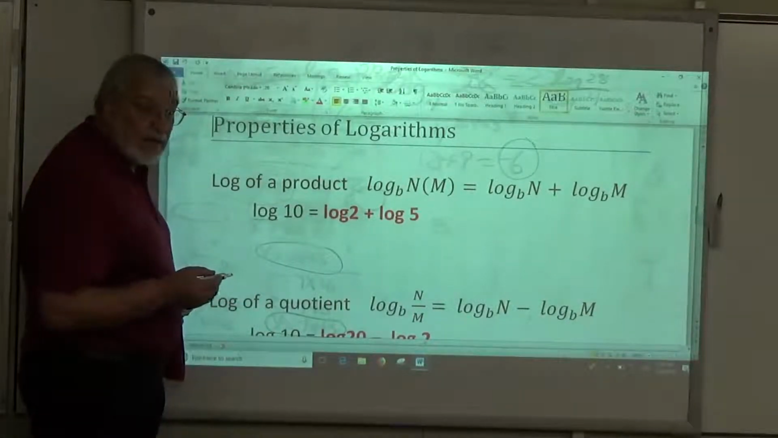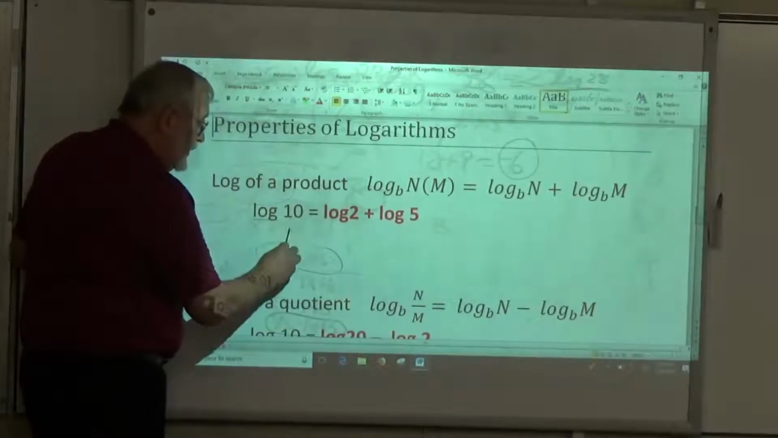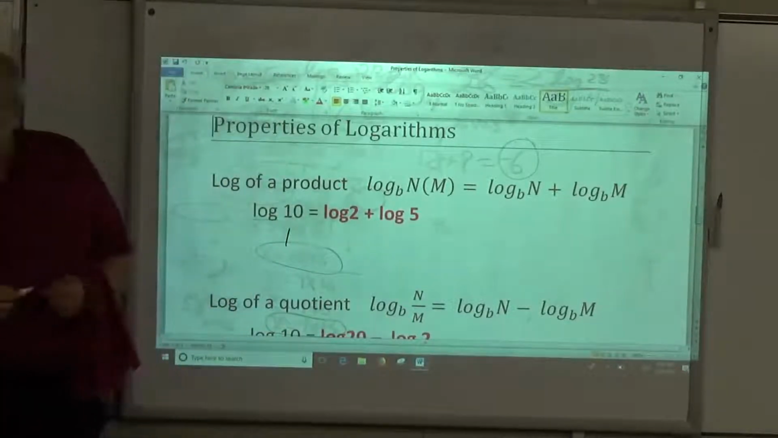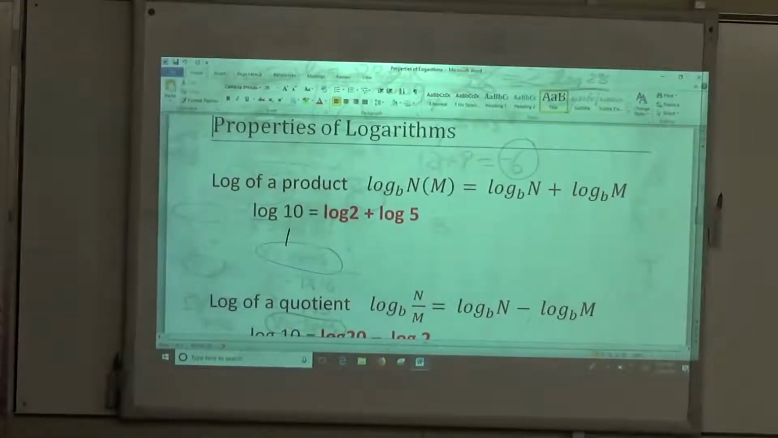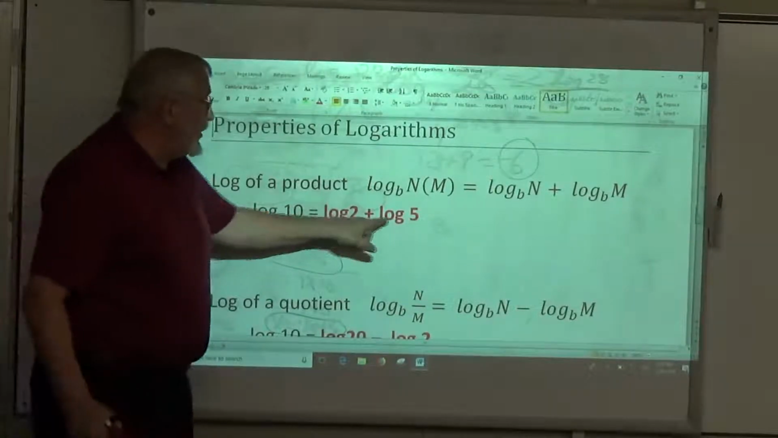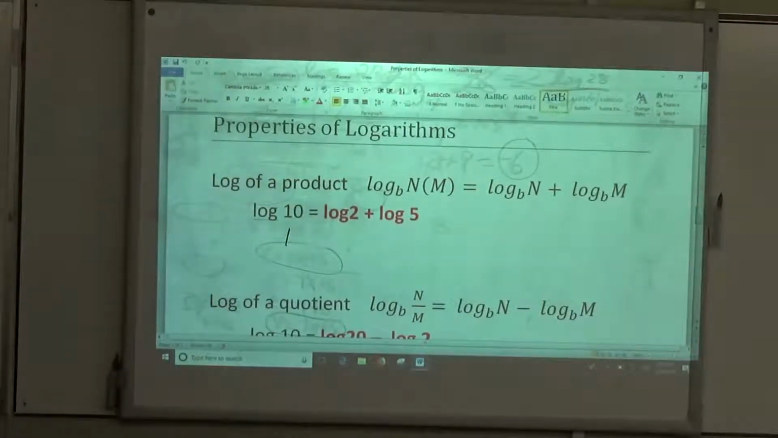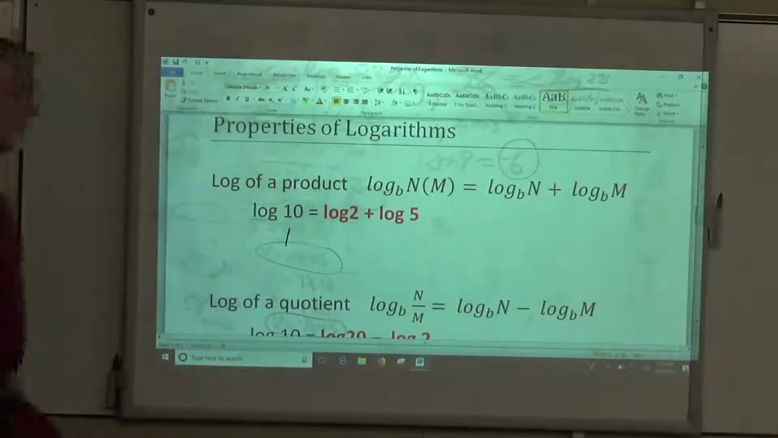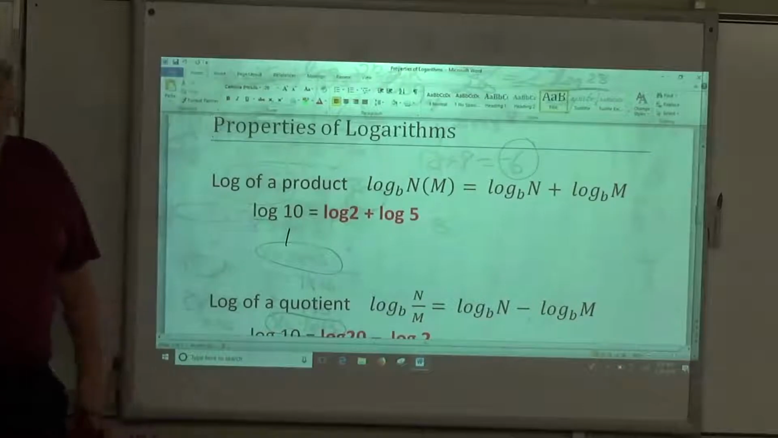What do you get? 1. Why? Because 10 to the first power is 10. Okay, now here's what I want you also to do. Put log 2 plus log 5 in your calculator. Log 2, close parentheses, plus log 5. 1.